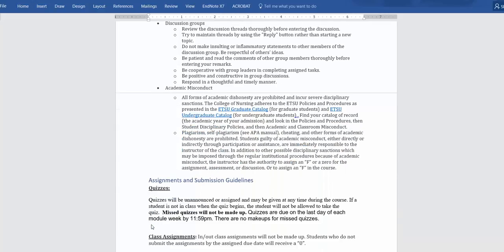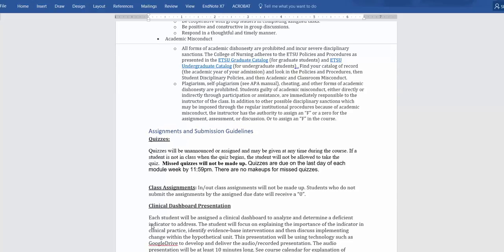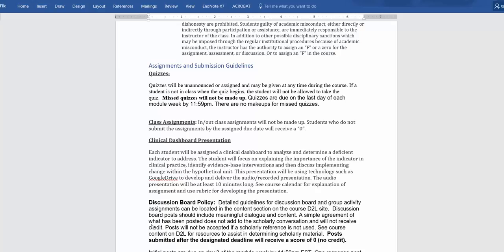In terms of academic conduct, this comes from the ETSU Spectrum Handbook, so I'm sure you're familiar with that. I'll just let you read through that. In terms of quizzes, for you, we won't be doing any unannounced quizzes. We've already assigned all the quizzes for the semester, so yours are all going to be assigned.